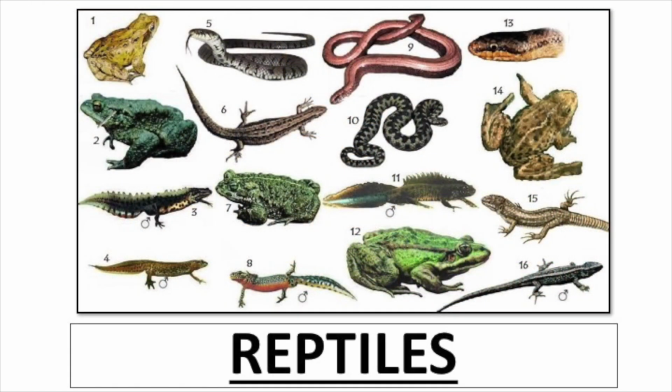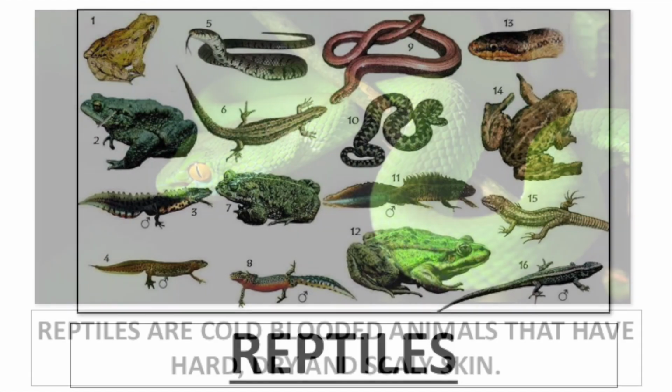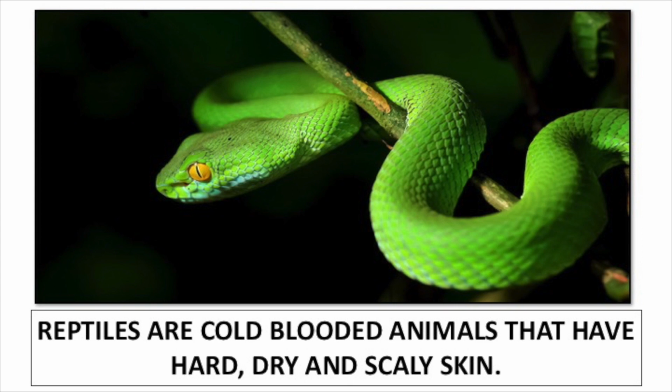And then the next type of animal we learnt about, reptiles. Yes. Reptiles are cold-blooded animals that have hard, dry, and scaly skin. Just like this reptile here. Do you know what type of reptile this is?